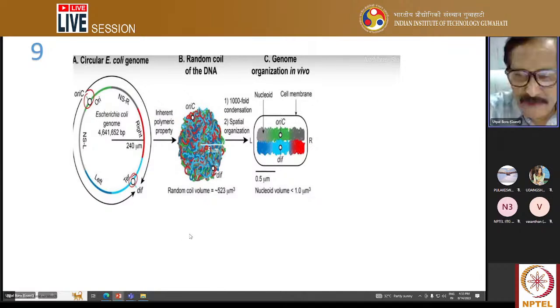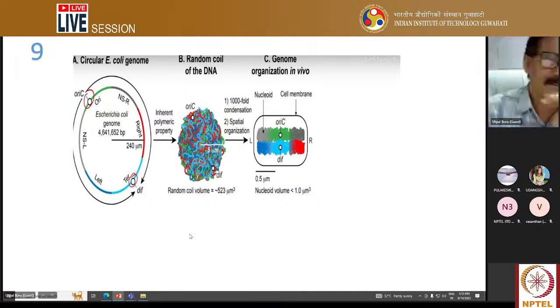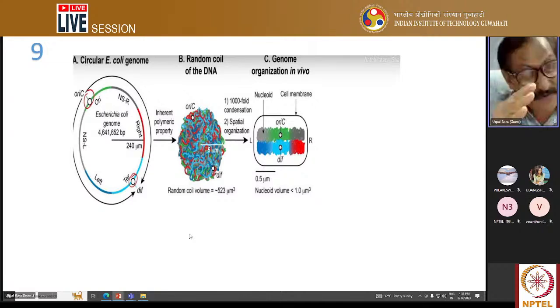As the replication goes in both the directions, left and right, both the replication forks go and meet at a certain point, which may ideally be exactly the opposite point, equal from oriC in both the arms, but sometimes it may not happen. Of course, one arm may have rapid replication.